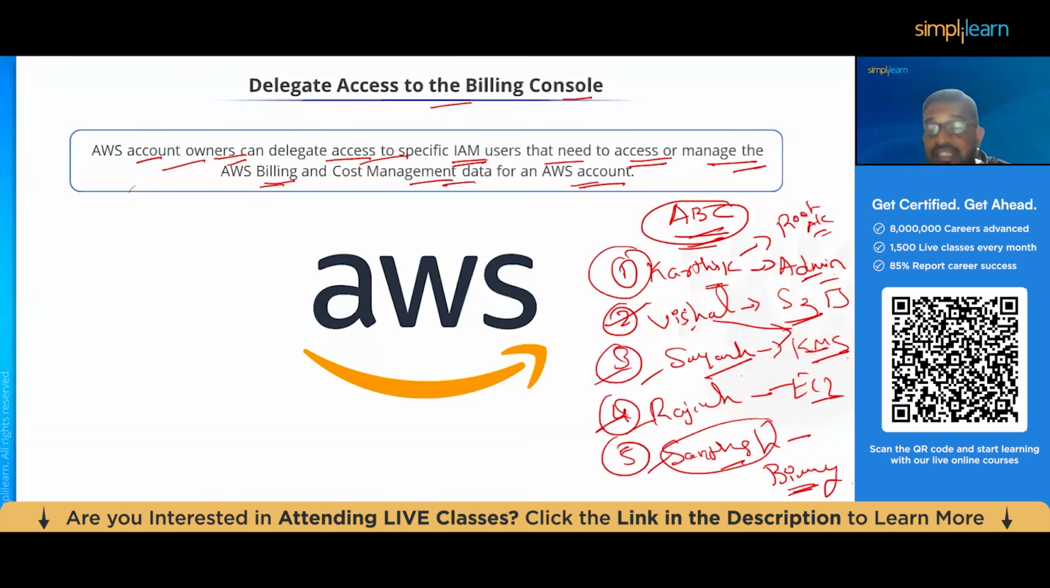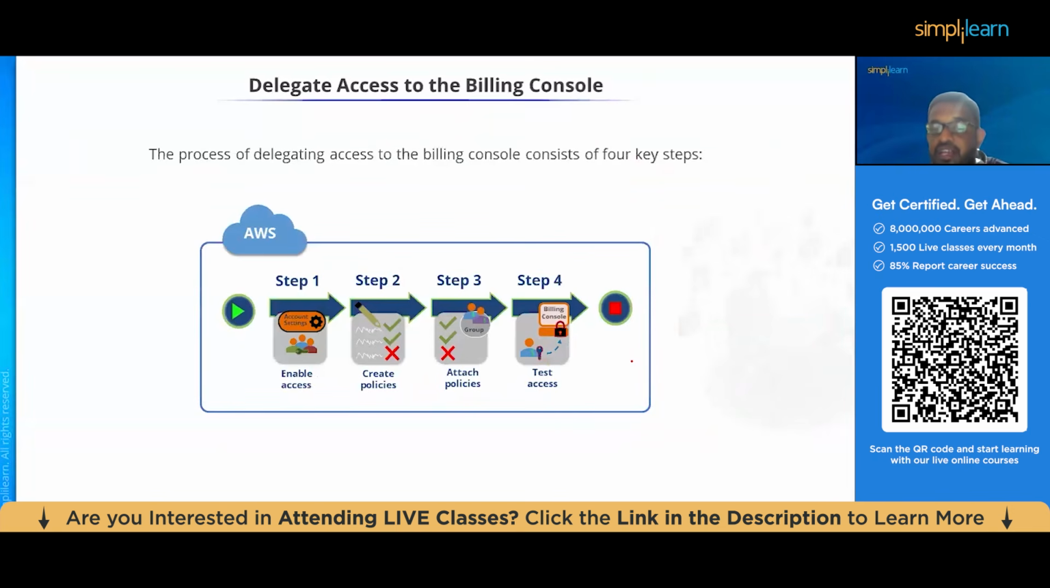That is the reason we are delegating authority for work purposes. We are delegating their workload. So Santosh can work on billing, Rajesh can work on EC2, Suyash can work on KMS, Vishal can work on S3. Like this, we are delegating authority to IAM users. So now, we might have a question: how are we delegating to these IAM users?